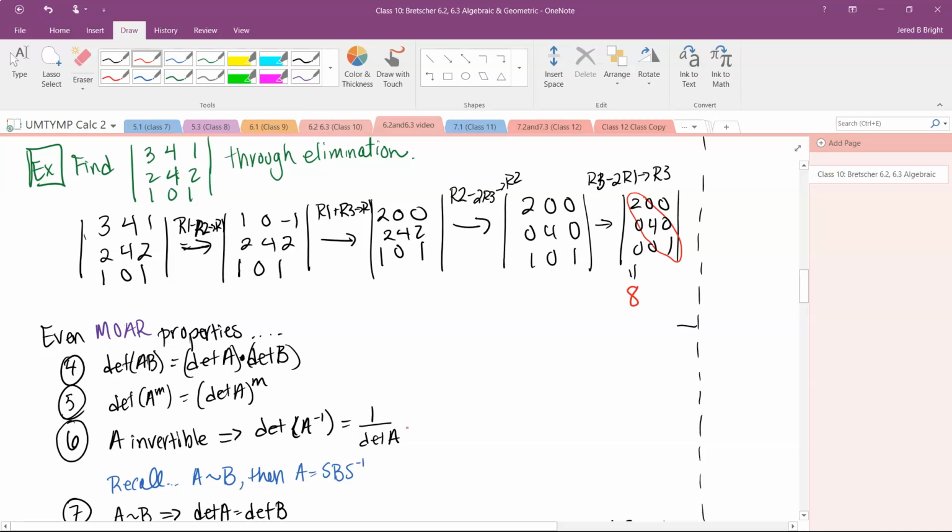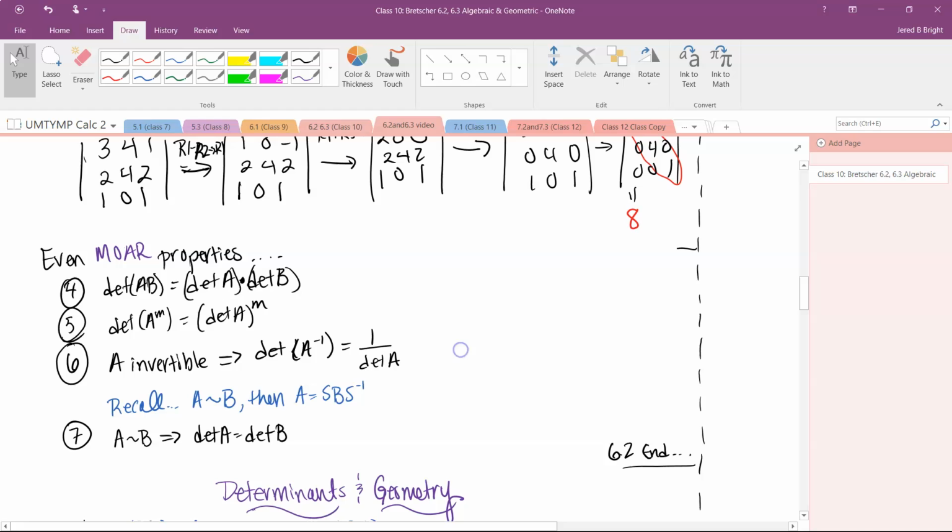Lastly, remember we talked about similar matrices a while ago, and that just means that we have some way of connecting these two matrices together with a change of coordinates S, so we're changing from one basis to another. If we know A is similar to B, then their determinants are going to be the same. This was really wrapping up 6.2, where we were looking at all the algebraic properties of the determinant. In the next few videos, we're going to look at the geometry related to determinants.